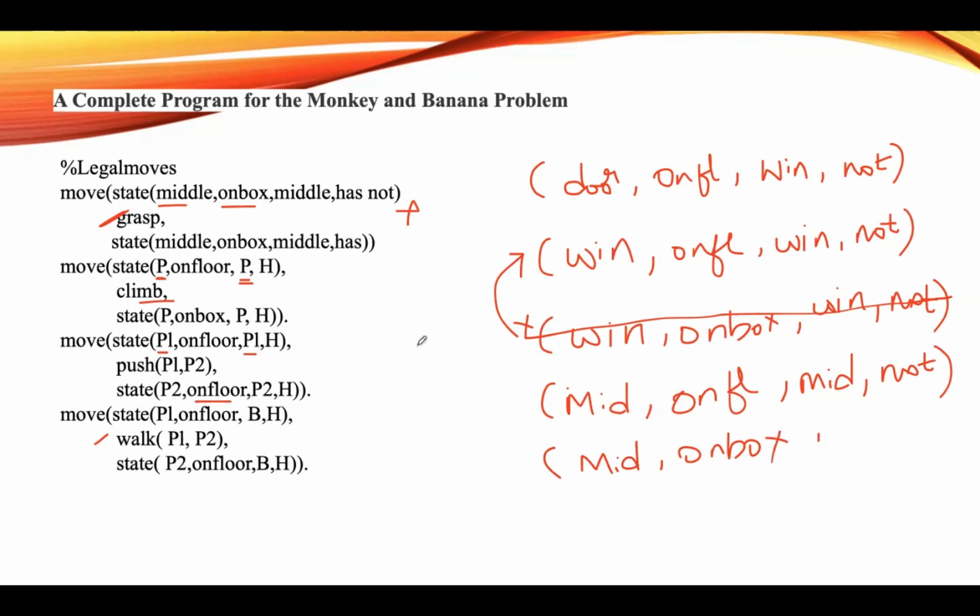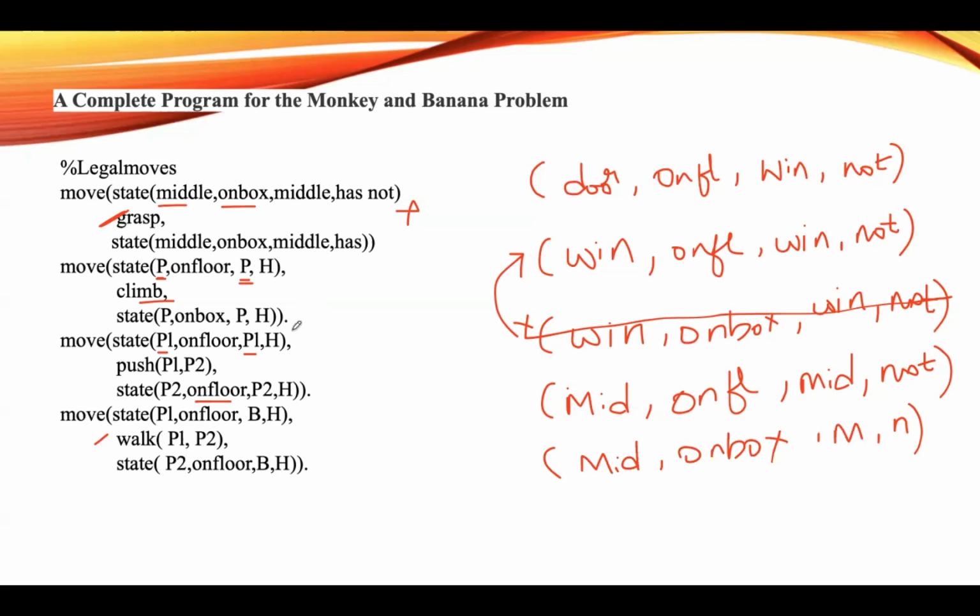And the position of the box still remains the same. It is at the middle and the monkey is not having the banana. Now check whether we reached our target. As the monkey is not having the banana, again go back and execute another move.